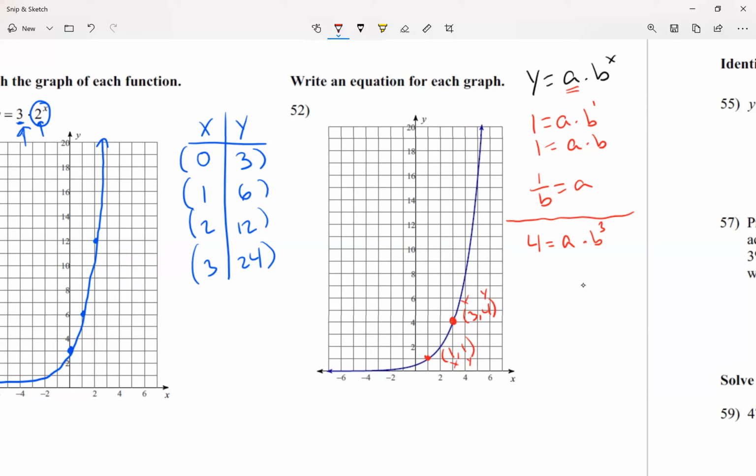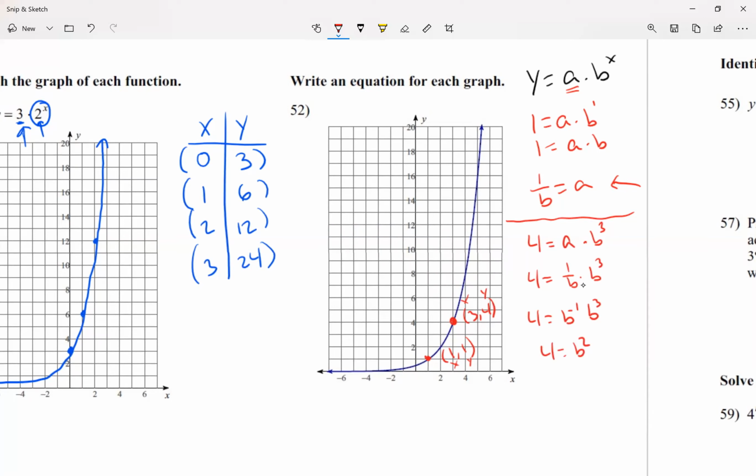Remember how we said earlier a is 1 over b. Can I also call that? So let me write this as 4 is equal to 1 over b times b to the 3. I just replace the a as 1 over b. Basically, I rewrote everything in terms of b. So I know this is 4 is equal to b to the negative 1 times b to the 3. Notice how I did b to the negative 1. So I have that 4 is equal to b to the second, right? Negative 1 plus 3 is 2.